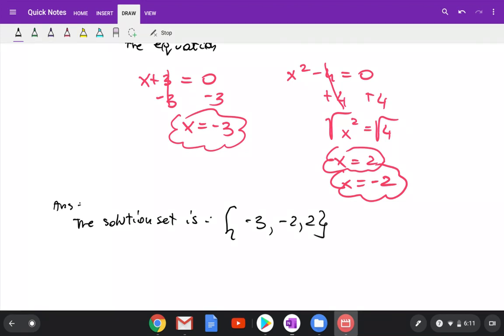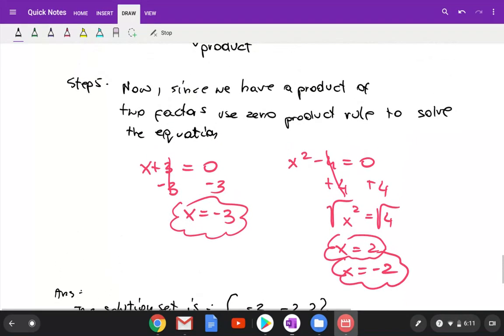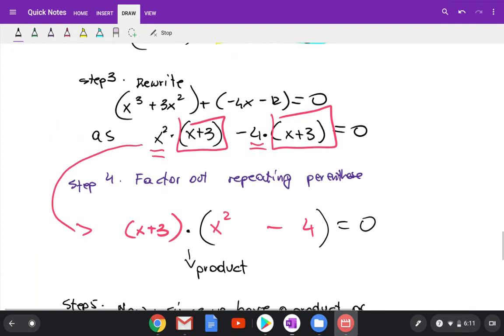Okay. And that's it. That was the example of how to factor by grouping a higher degree polynomial.